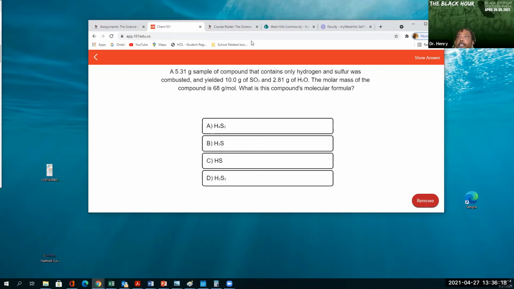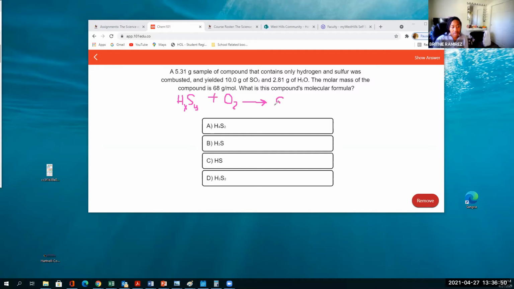If we take a look at this problem, it tells us a couple of things. We have a compound composed of hydrogen and sulfur. We don't know how much hydrogen or how much sulfur we have. But we know that a combustion reaction almost always requires oxygen, because oxygen is needed to keep the fire going. It's going to yield sulfur dioxide plus H2O.